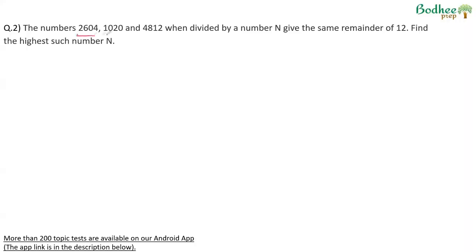The numbers 2604, 1020, 4812, when divided by n, give the remainder 12. So the remainder is 12 in each case. Find the highest number n. Pretty similar to the previous question, 2604 minus 12. We can also directly take the difference, but again, I'll do the entire step. This becomes 2592, 1020 minus 12, which becomes 1008, 4812 minus 12, which becomes 4800.